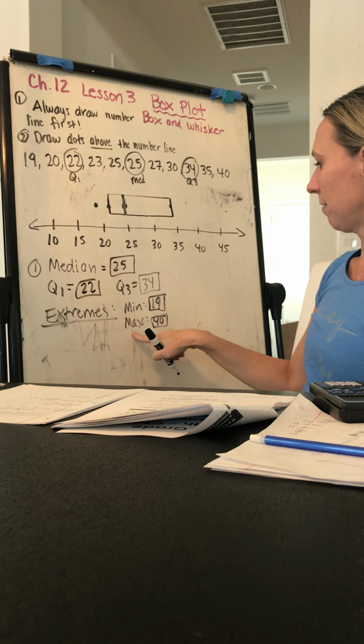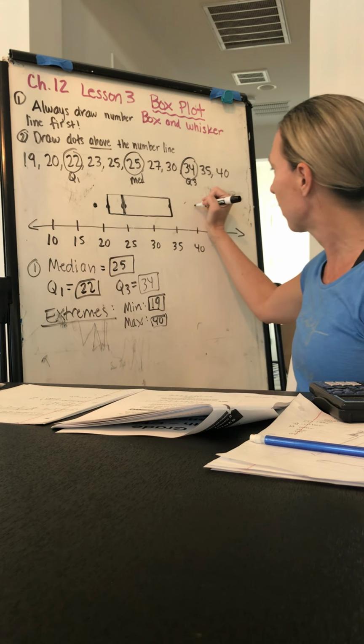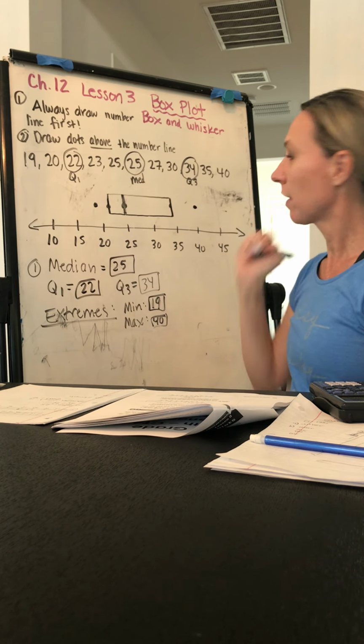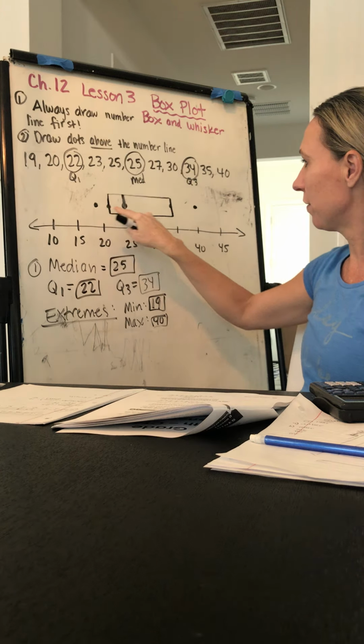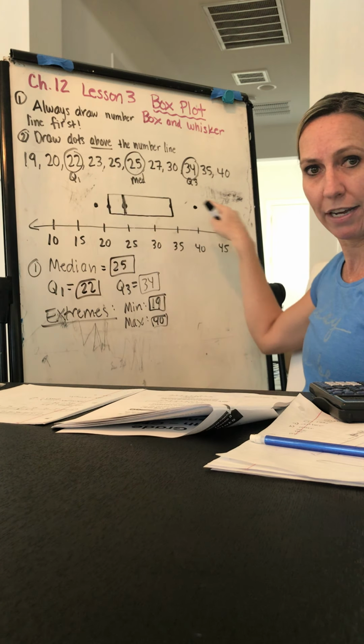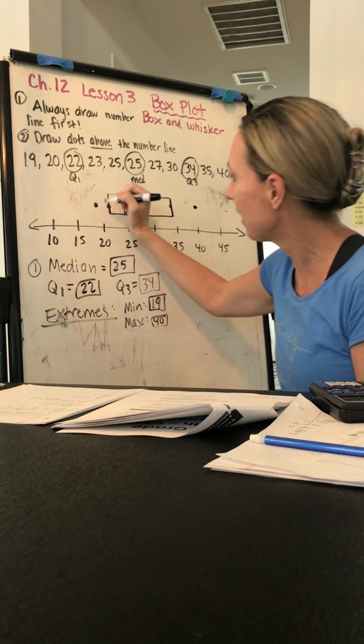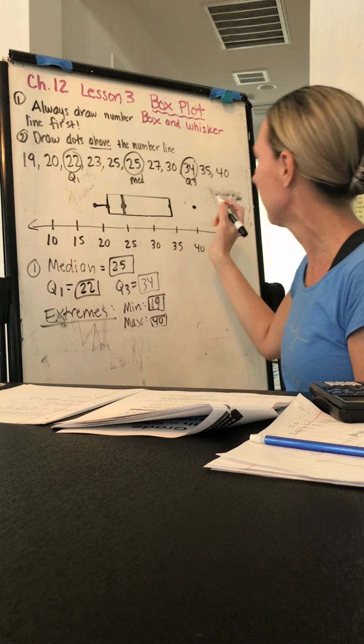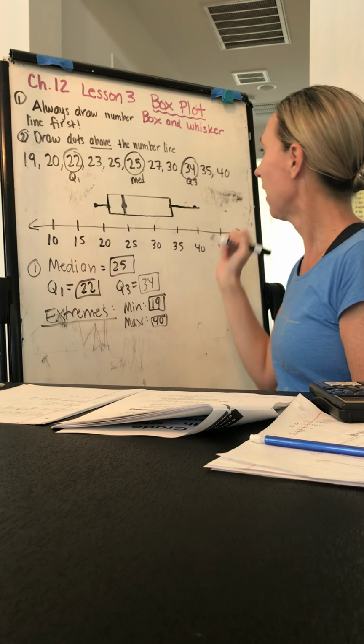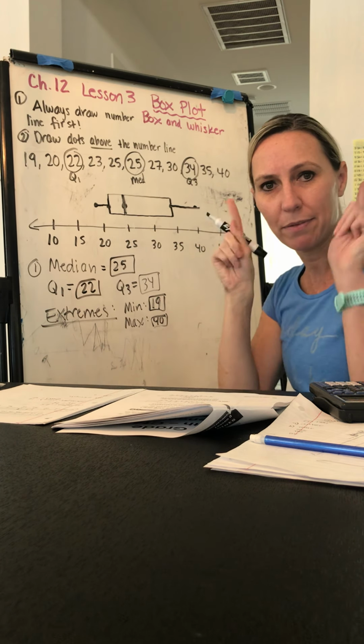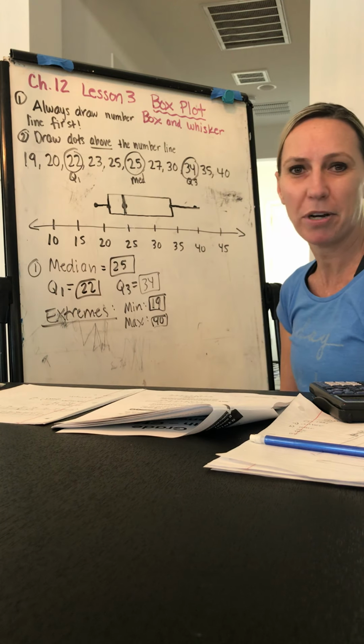Okay, and then we're going to go to the maximum, 40, and we're going to draw a dot here. Okay, and then I like to draw all the dots, try to keep them in a nice pretty line. That'll make your graph a little better. Then you just connect the whisker like this. So it kind of looks like, I don't know, a cat with whiskers or kind of a robot with whiskers coming out. That's why it's called a box and whisker.